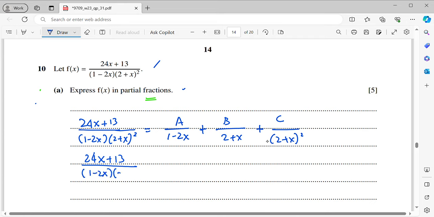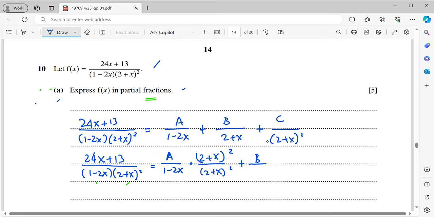What we need to do is compare with the left-hand side denominator and make sure they are the same. So for the first term, I need to multiply with the second factor because I already have 1 - 2x. So I times by (2 + x)^2, then over (2 + x)^2. So now my denominator will be the same.